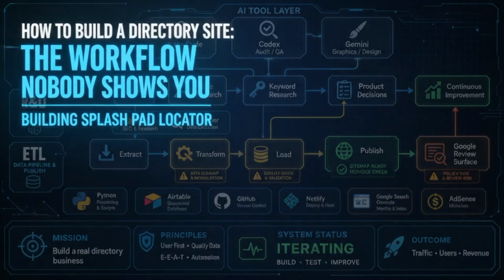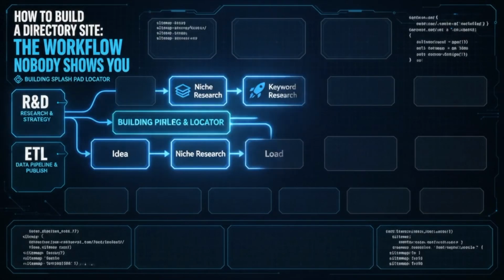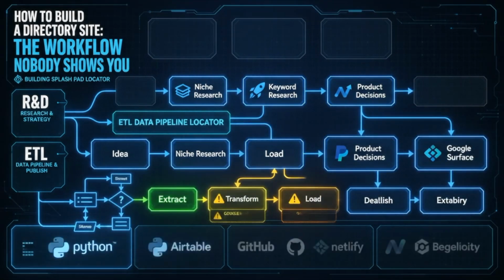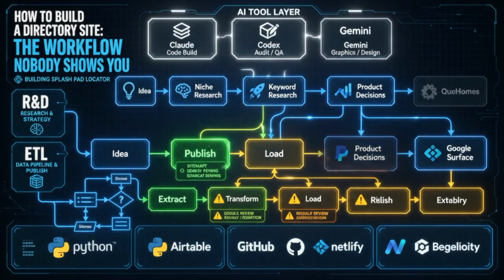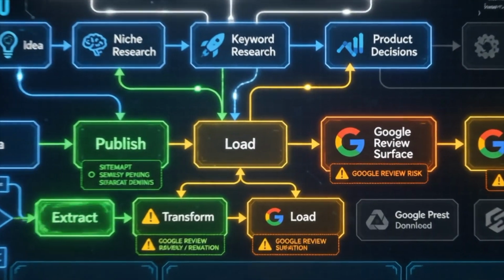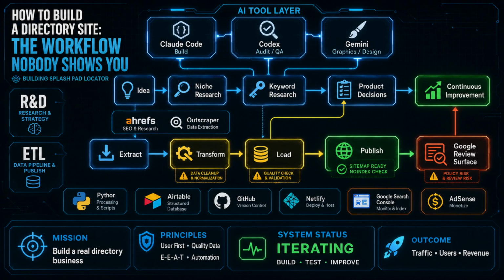pages. Most people think a directory site starts with a list. Find a niche, scrape some data, publish a bunch of pages, and wait for Google. That sounds simple, but it is also where a lot of directory projects get into trouble. Because the hard part is not just getting the data. The hard part is building a workflow that keeps bad data from becoming public pages.